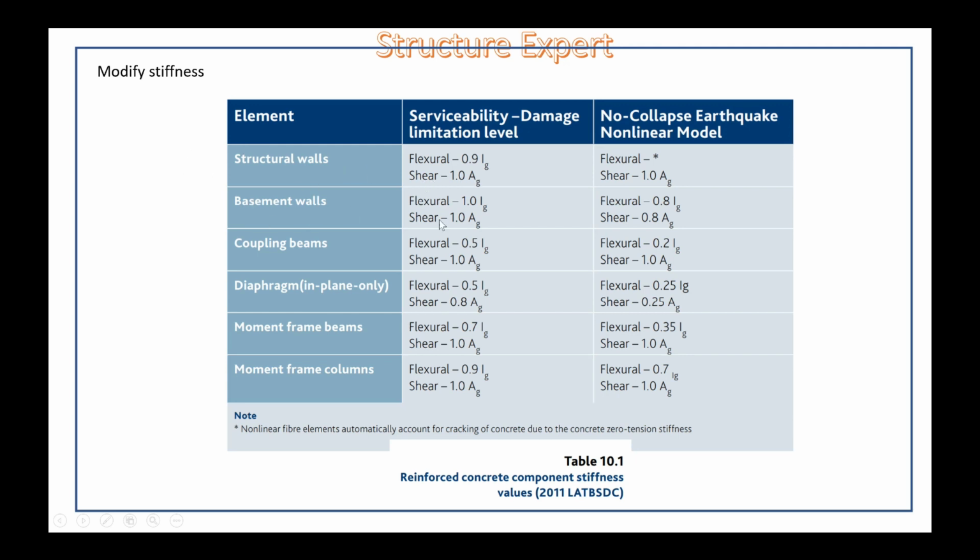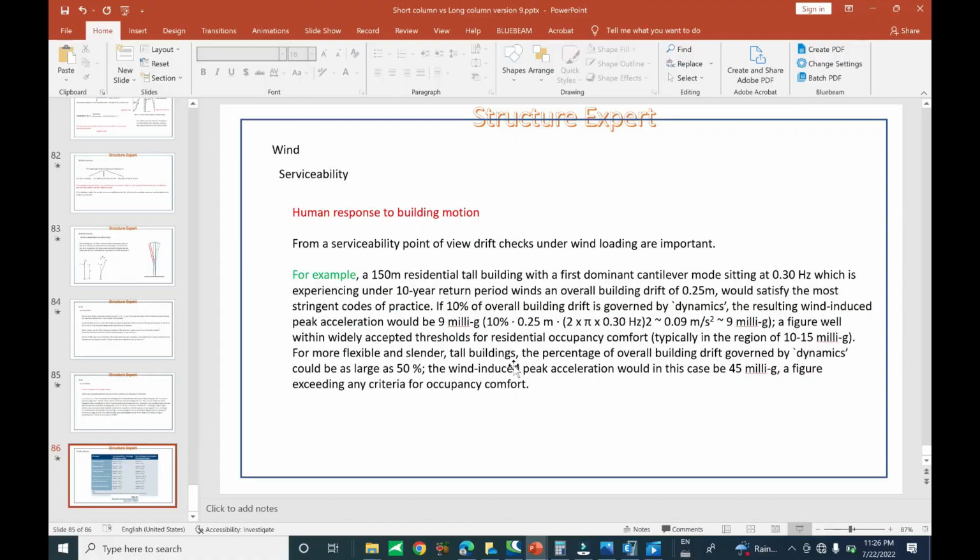For the basement wall, for flexure, you keep one. And for the coupling beam, for flexure, we reduce it to 0.5. For the slab, we use 0.5. For the beam, we use 0.7. And for the column, we use 0.9. This one is for the service, okay? You can modify this thickness and check for the service. In my tutorial, you can check.